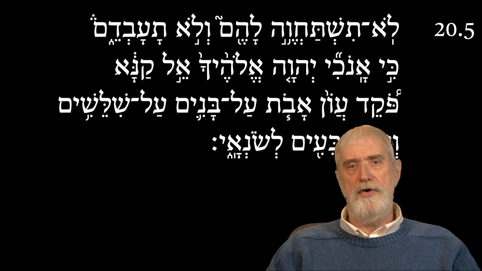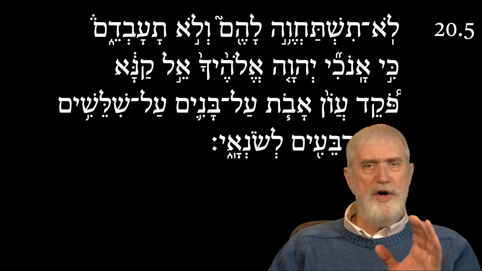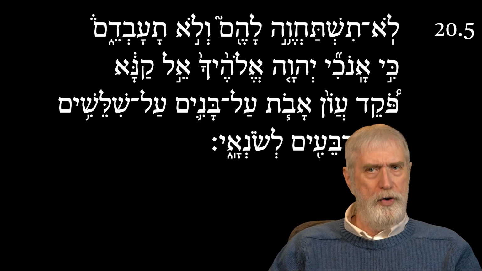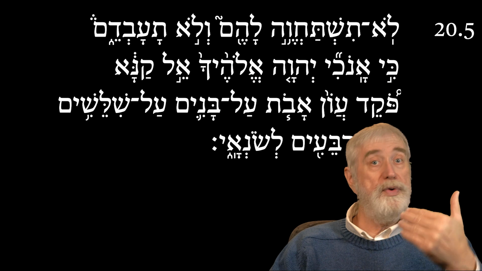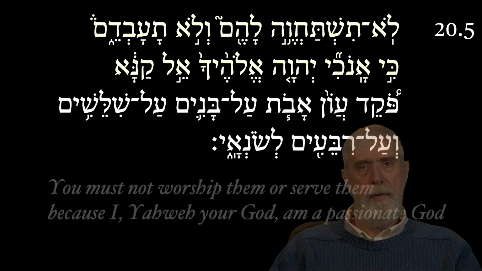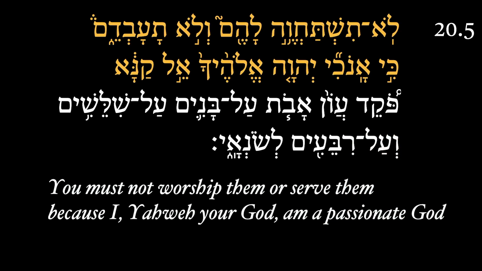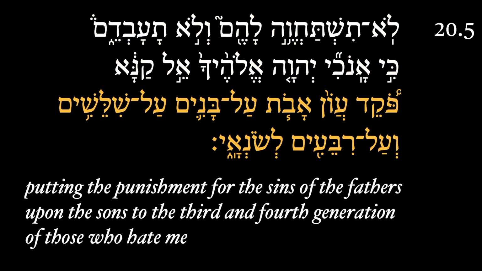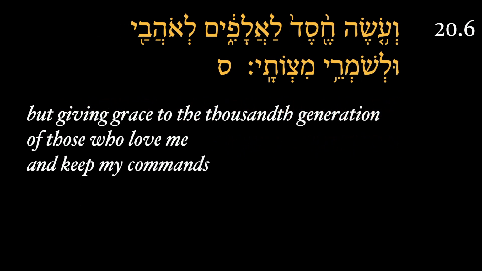So to wrap up verses 5 and 6, we should read them as a single thought unit, referring back to the images being worshipped. You must not worship them or serve them because I, Yahweh your God, am a passionate God, putting the punishment for the sins of the fathers upon the sons to the third and fourth generation of those who hate me, but giving grace to the thousandth generation of those who love me and keep my commands.